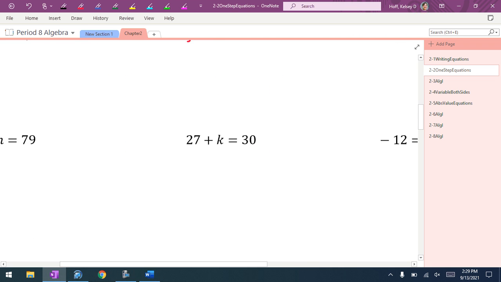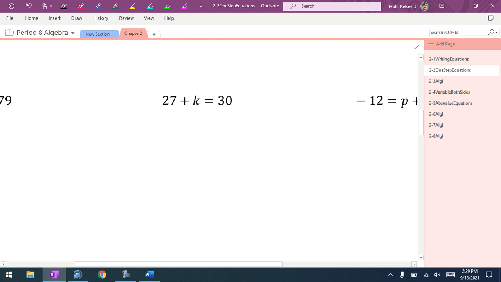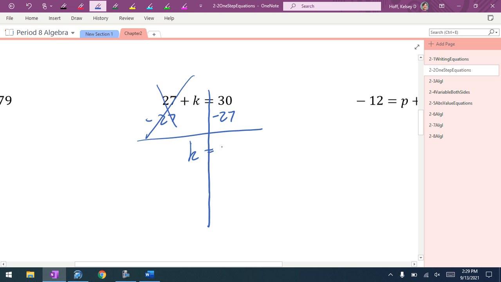Let's go straight down one right in the middle. 27 plus K equals 30. Draw your line down your equal sign. How do I get K by itself? Subtract 27 from both sides. Very good. K equals 3.